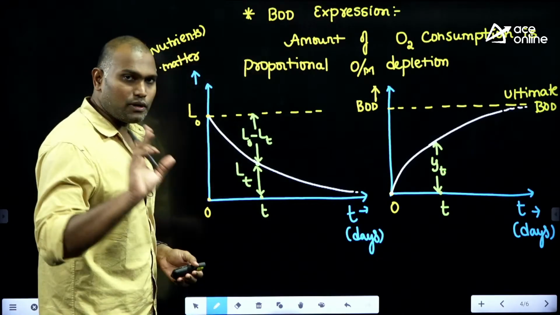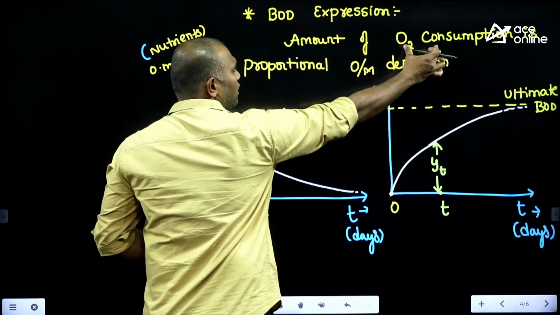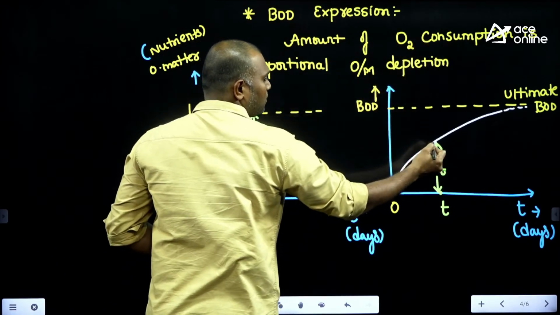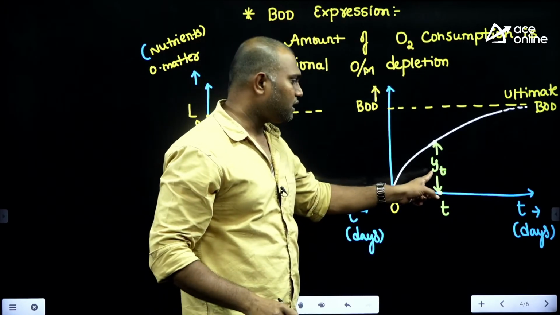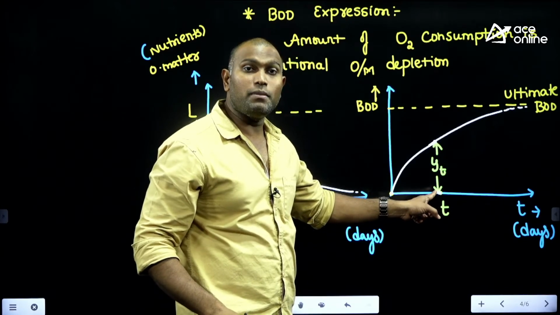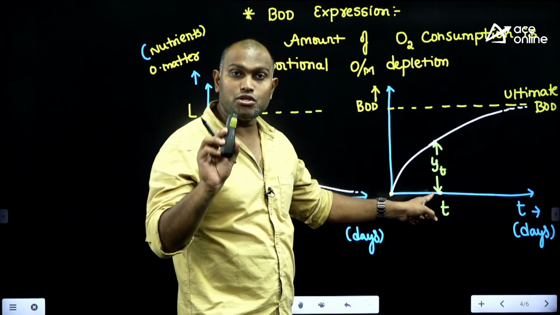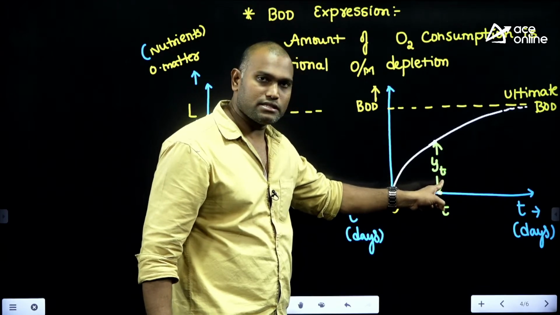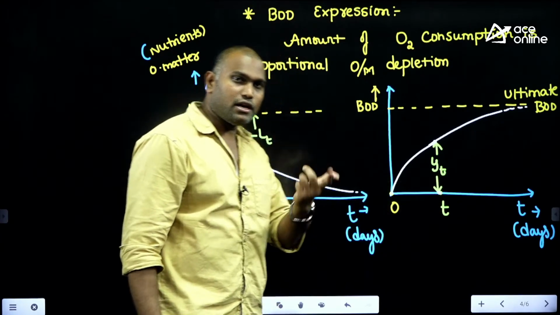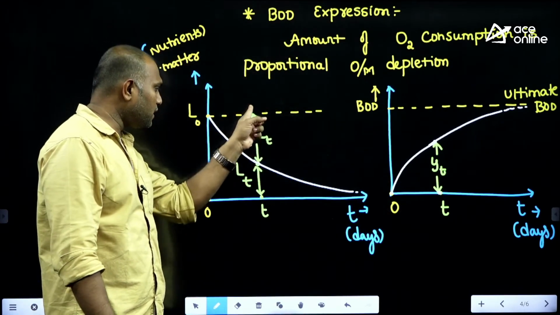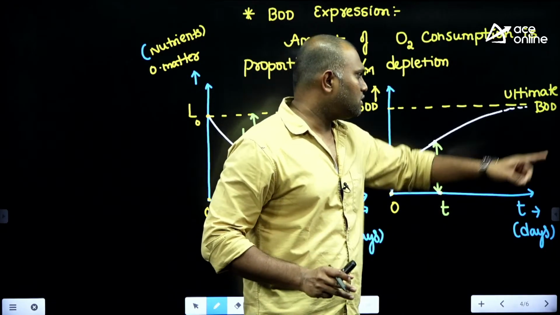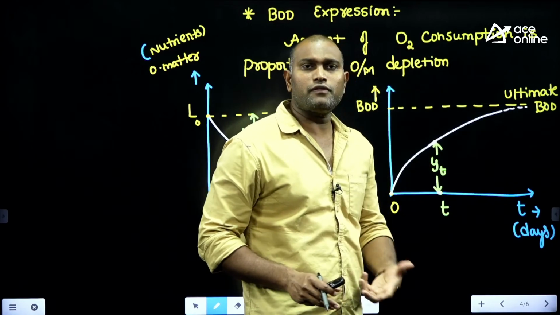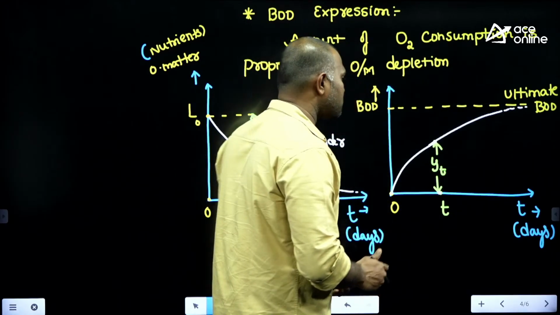So in simple terms, the amount of oxygen consumption: how much oxygen is consumed? That is nothing but YT. So what is YT? BOD: oxygen consumed by bacteria in T days. For that, how much organic matter is depleted? L0 minus that. This is the ultimate. Then how much organic matter is still present in the system?